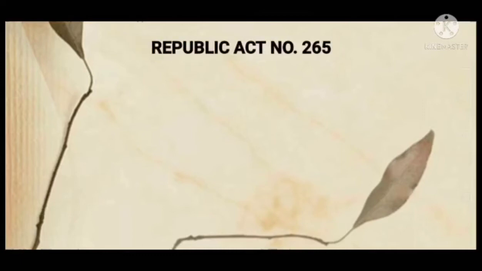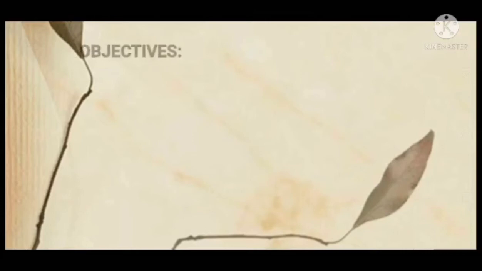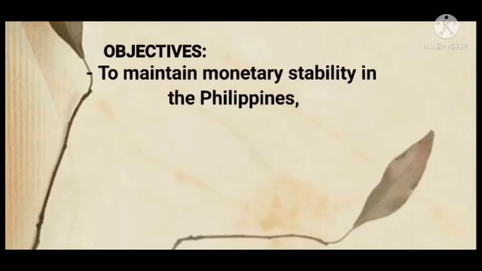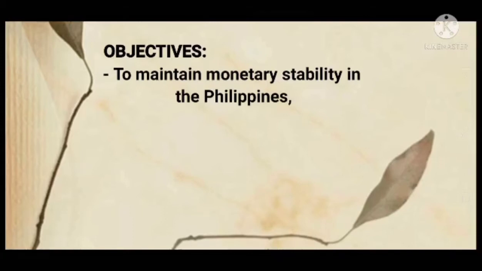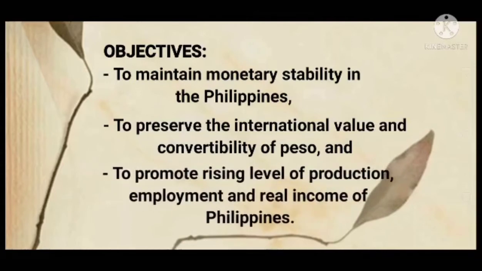Republic Act number 265, an act establishing the Central Bank of the Philippines, defining its power in the administration of the monetary and banking system, amending the pertinent provisions of the Administrative Code with respect to the currency and the Bureau of Banking, and for other purposes. The objectives of this act are to maintain monetary stability in the Philippines, to preserve the international value and convertibility of the peso, and to promote a rising level of production, employment, and real income of the Philippines.